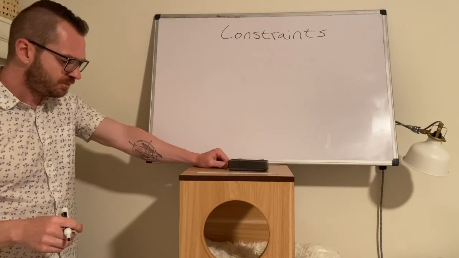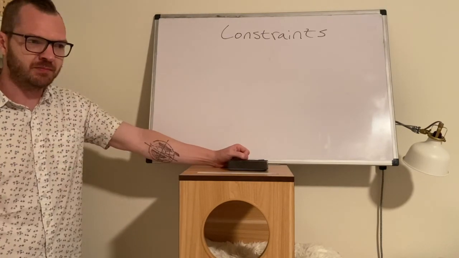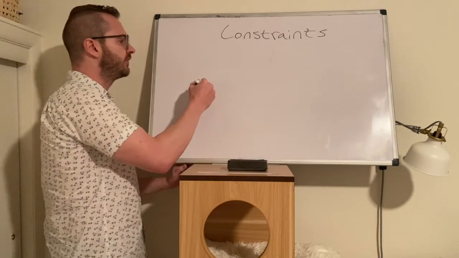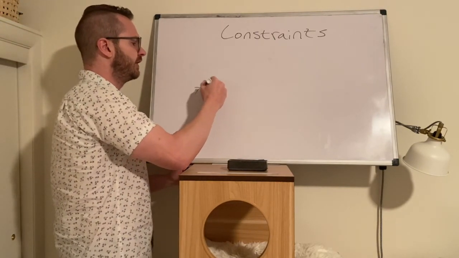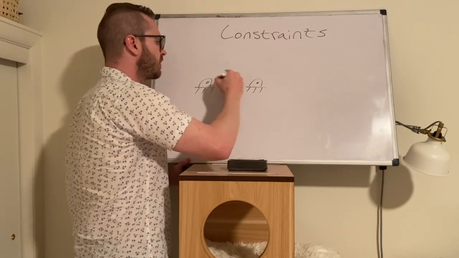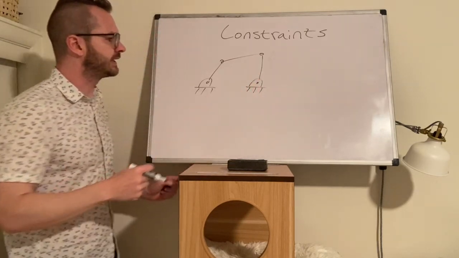Well, when you have a mechanism, you have bodies connected to different bodies, they're going to affect each other's motion. For example, we talked in the last video about a mechanism called a 4-bar linkage. So here is my stick drawing of the 4-bar linkage.